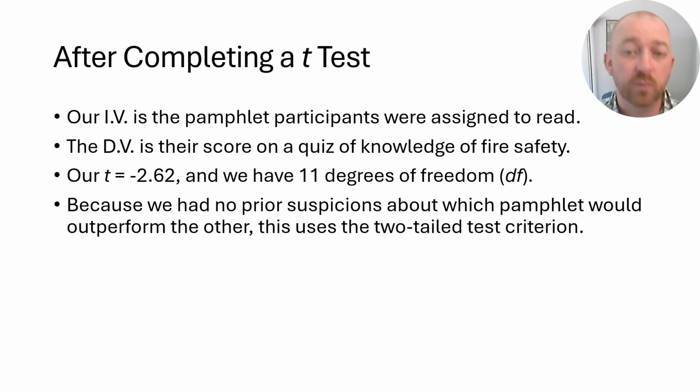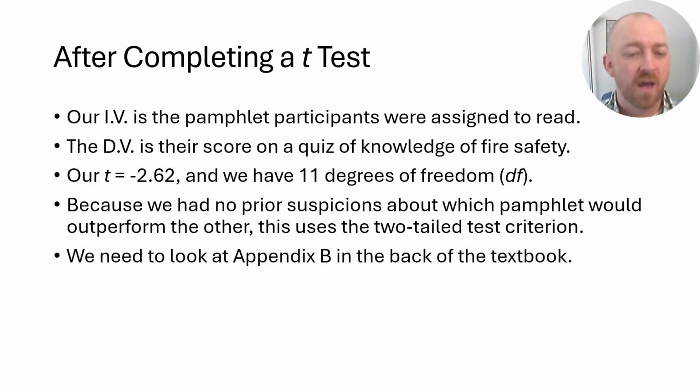Additionally, we learned in our last video that because we didn't suspect which pamphlet would do better, we didn't have reason to believe that it would be the red one versus the green one or vice versa, we treat this using the two-tailed test criterion. And so now, to figure out what we do next, we look at Appendix B, because we need to find out what value of t would be statistically significant. So let me show you how to do that.